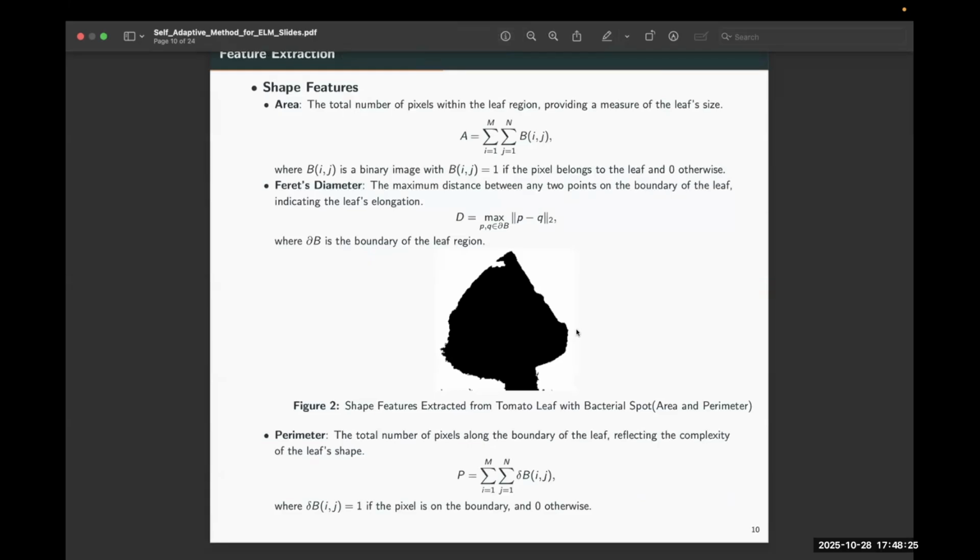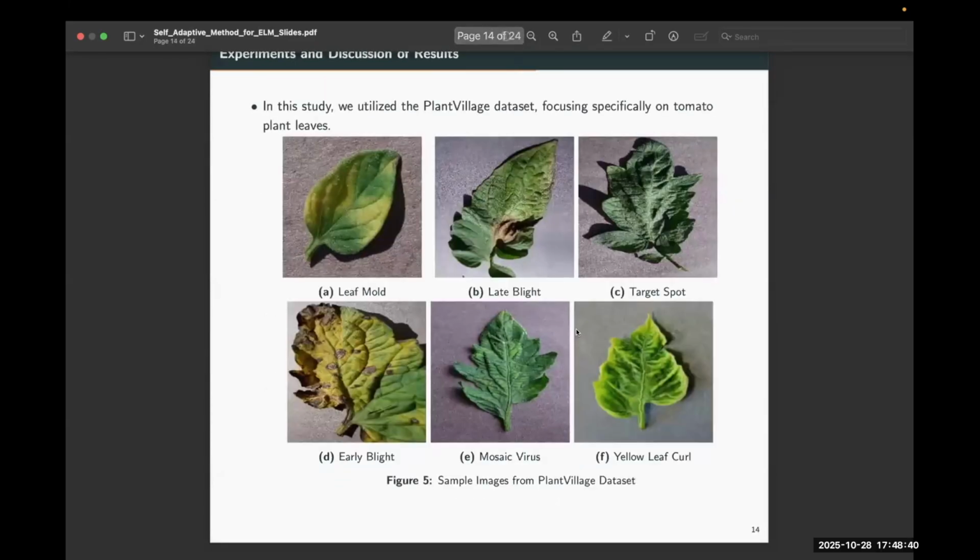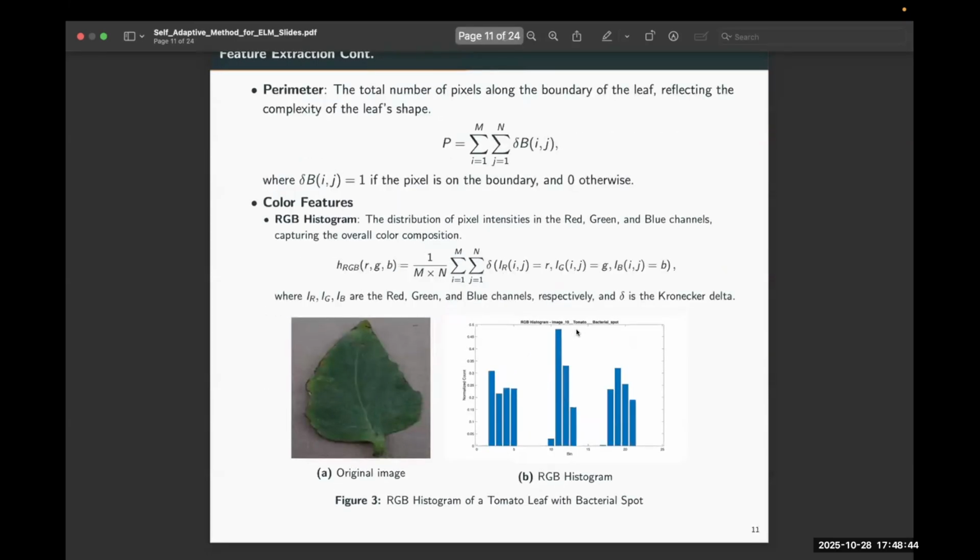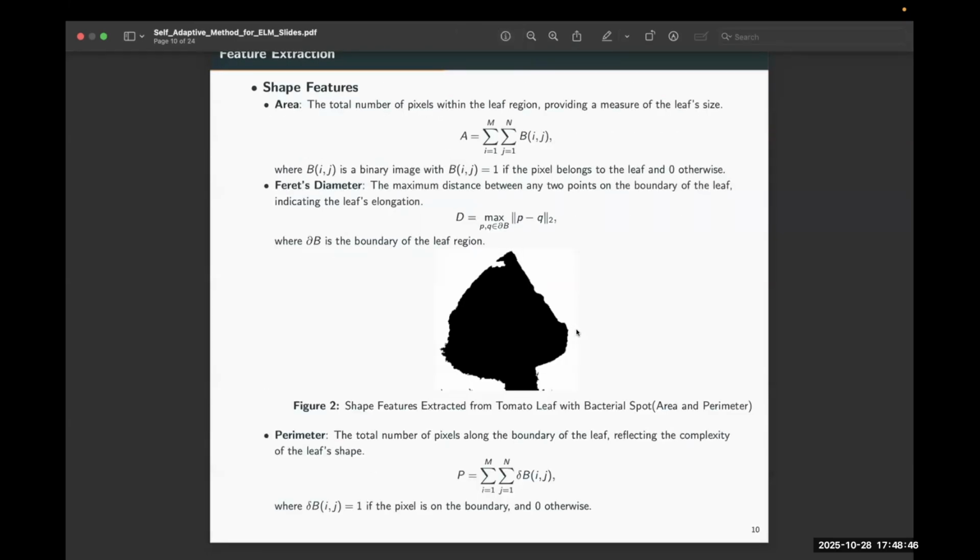So first of all, for the feature extraction, we are going to extract about 4 features. We will check the shape. In terms of the shape, we will look at the area. If you look at the pictures here, you can see from the area, those with the diseases might not have the same area as the ones without the disease. So we'll check the area, and this is the formula we use to get it. It's just the total number of pixels within the leaf region.